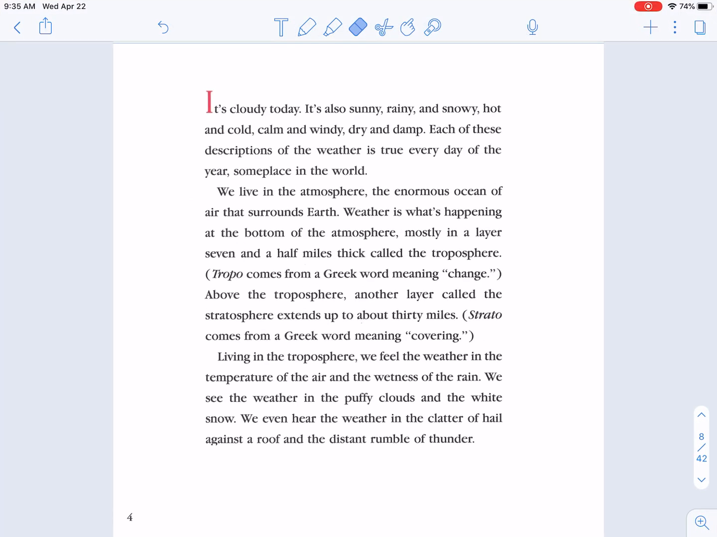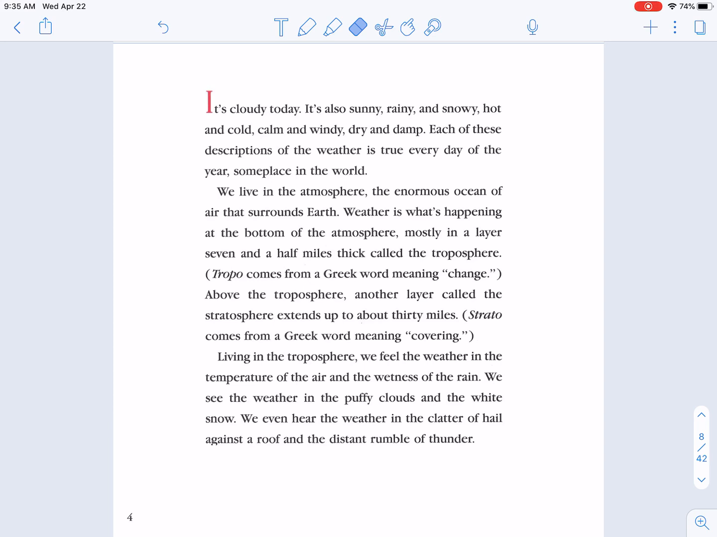It's cloudy today. It's also sunny, rainy, and snowy, hot and cold, calm and windy, dry and damp. Each of these descriptions of the weather is true every day of the year, someplace in the world. We live in the atmosphere, the enormous ocean of air that surrounds Earth. Weather is what's happening at the bottom of the atmosphere, mostly in a layer 7.5 miles thick called the troposphere.